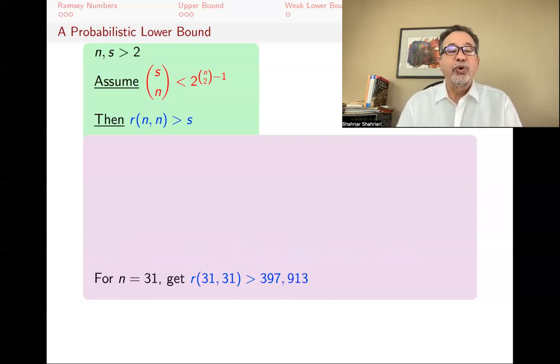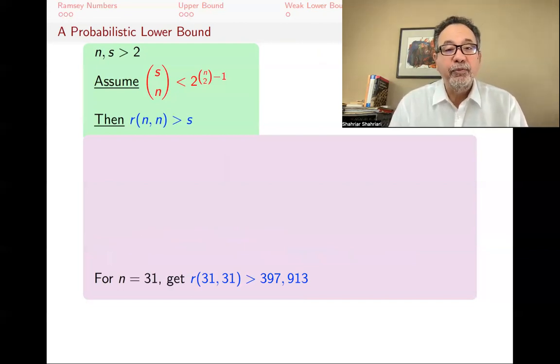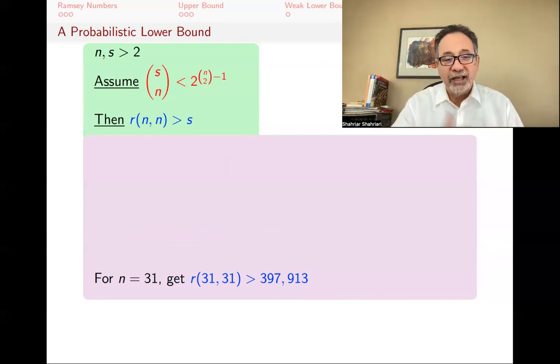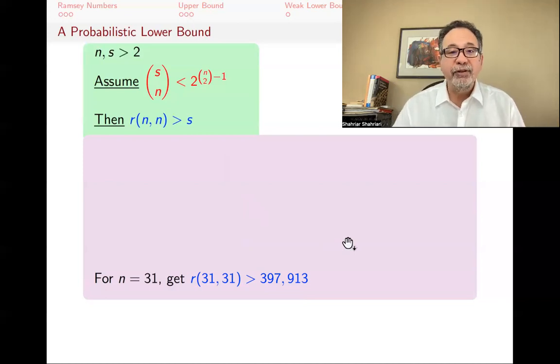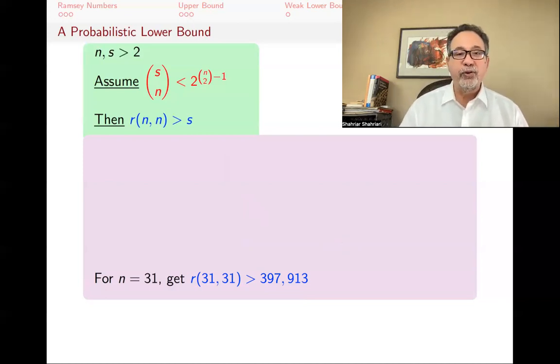Now, if you go to n equals 31, then this, what I'm calling a probabilistic bound, gives us that R(31,31) is greater than 397,913. The weak one, the one we did before, would say 30 times 30, 900. So now this does a lot better than the other guy. This leaves that other bound in the dust when we get here. I actually don't know what we know about R(31,31). This theorem can be made better than that, and people have done that, but I haven't done my homework to find out what's the best known for R(31,31).